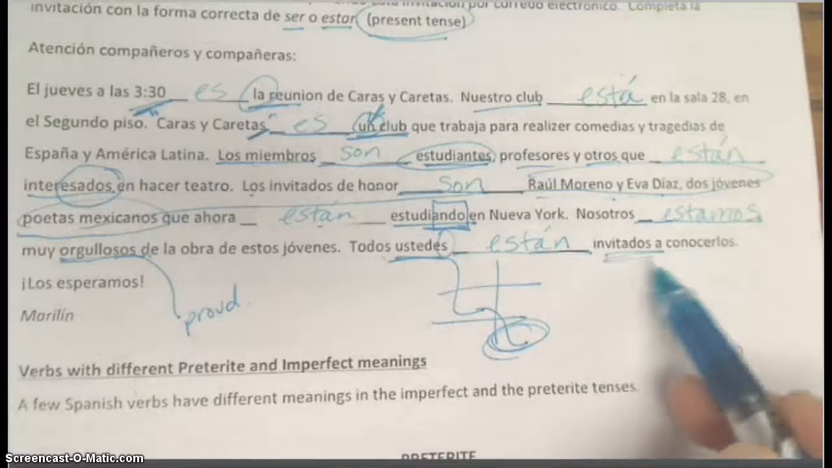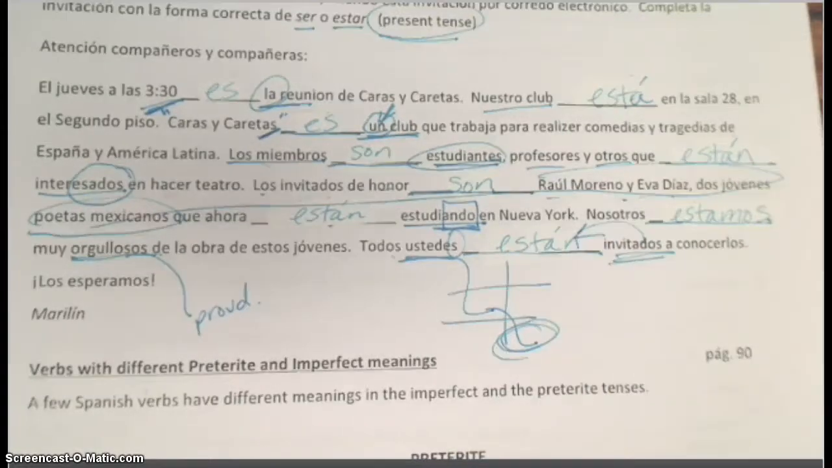Almost every time you use this past participle, you're going to be using the verb estar. Hopefully that explains it. Have a good one.